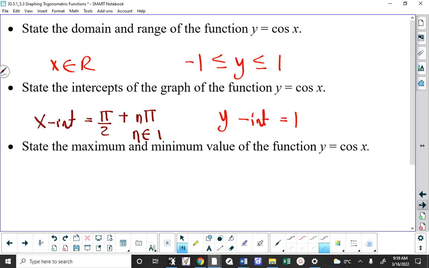Where n is an element of the integer number set. Maximum and minimum, y max is 1, y min is -1.